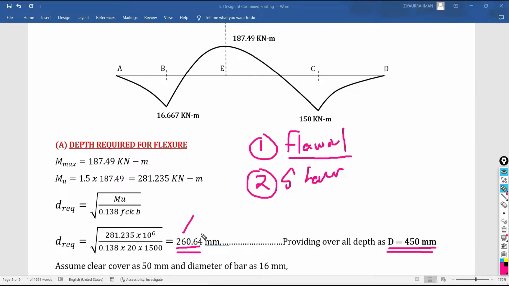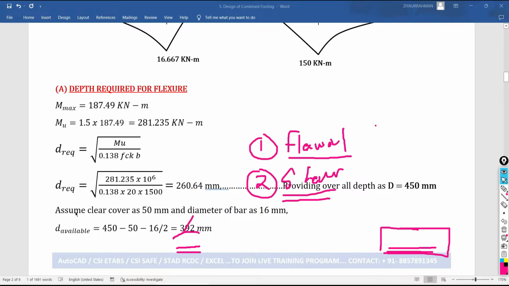But if you check this effective depth under the shear requirement, it may fail, because the depth of the footing is required mainly based on your shear requirement. That's why we are going to provide the overall depth as 450 mm for the complete footing.